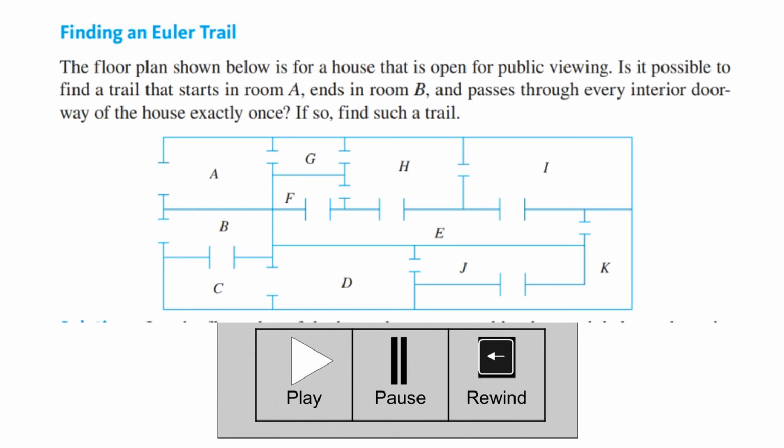Here's a problem where I'm asking you to find an Euler trail. This is a problem that people do study when they're establishing walking paths for museums and things like that. So we're going to find an Euler trail here.